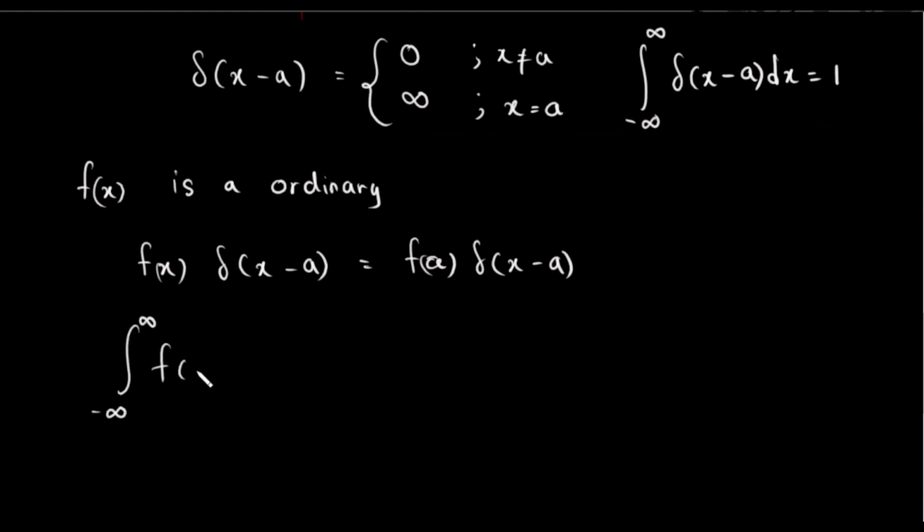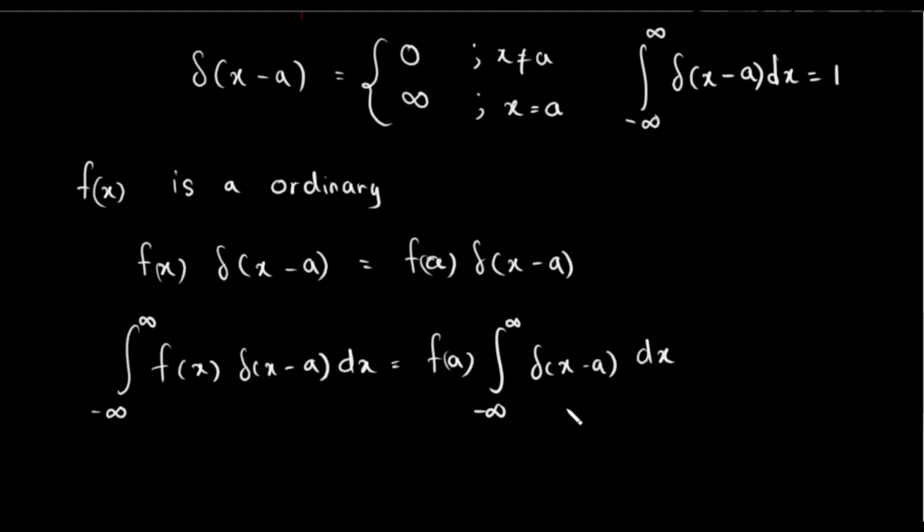Now if you integrate from minus infinity to plus infinity f(x) delta x minus a dx, this is going to equal f(a) times the integral from minus infinity to plus infinity of delta x minus a dx. So this is going to be 1, and this can be derived as f(a). So these are really important values when it comes to the Dirac-Delta functions.